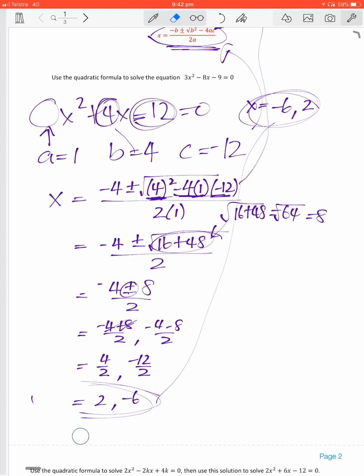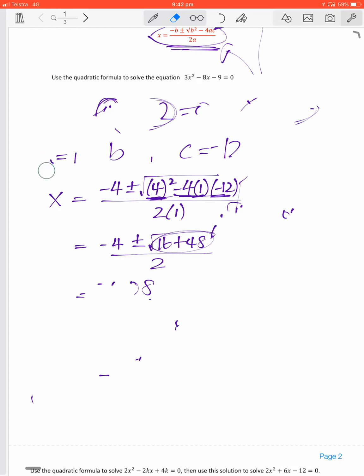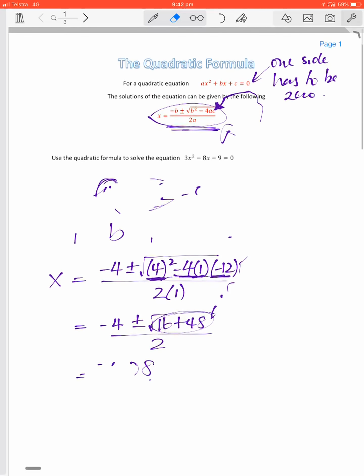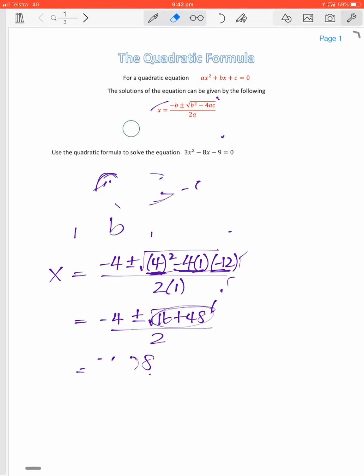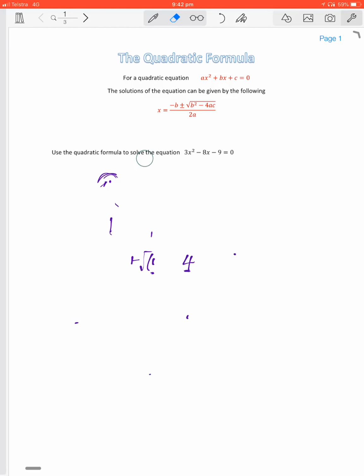Okay, so the quadratic formula allows you to find solutions or x-intercepts without factorizing. You just plug all the stuff in there. It does take longer, but sometimes you need to do it because you might not be able to factorize it, or you don't want to complete the square. So from here, let's use it for this one. So a equals 3, b equals -8, c equals -9.